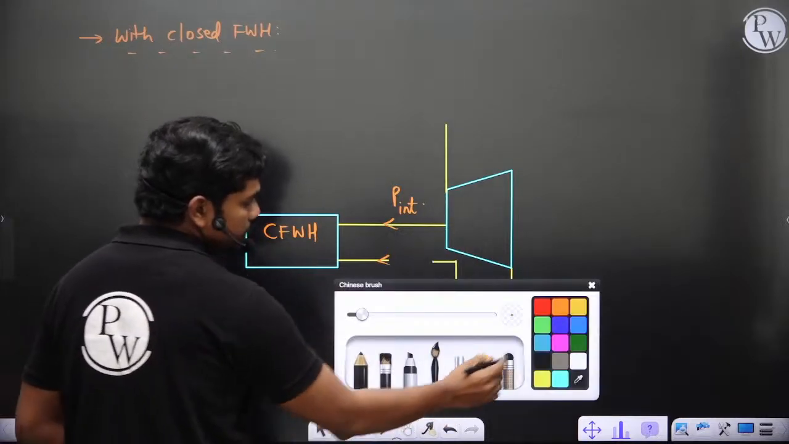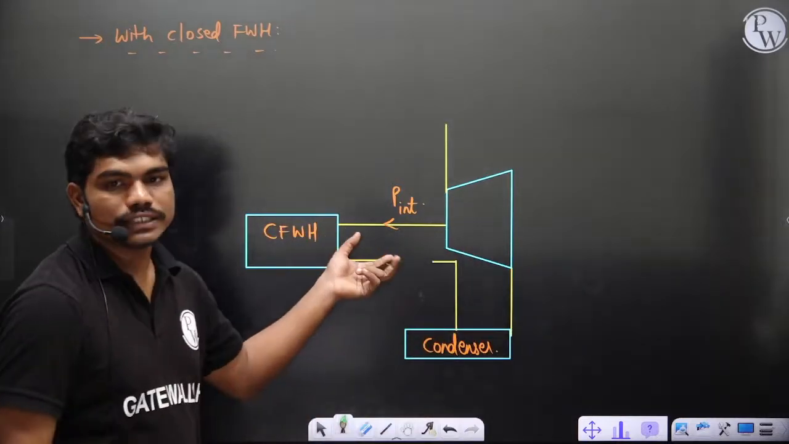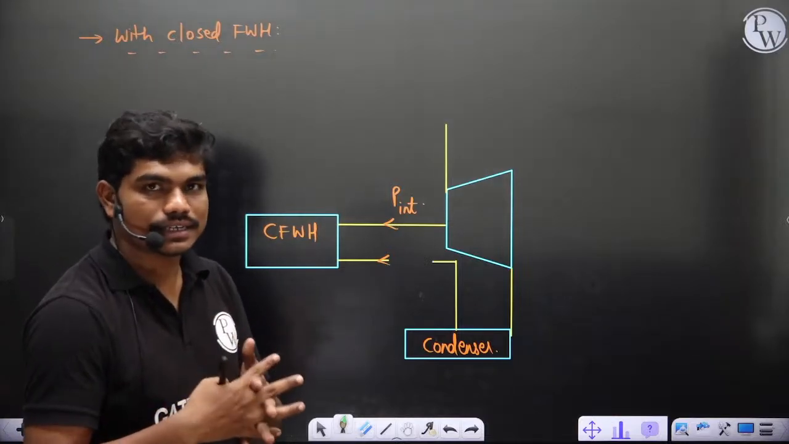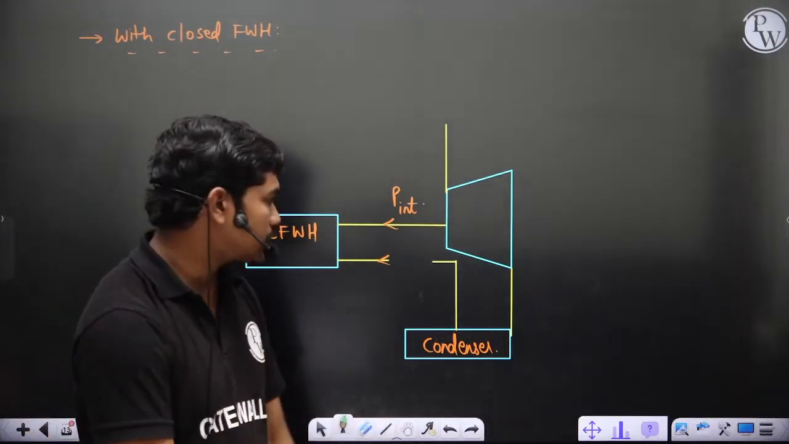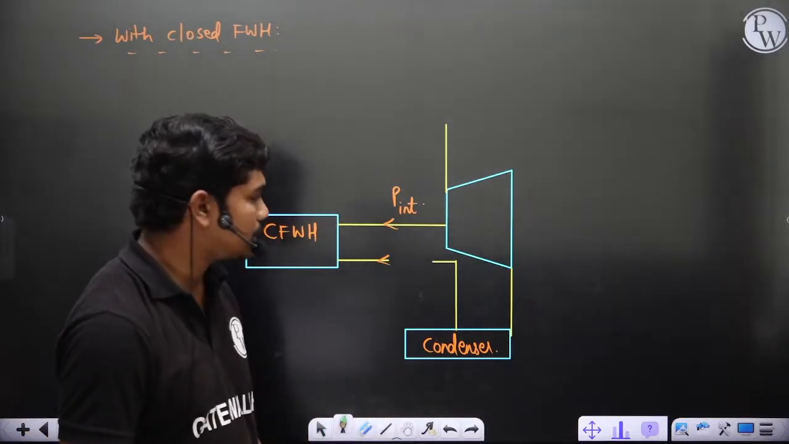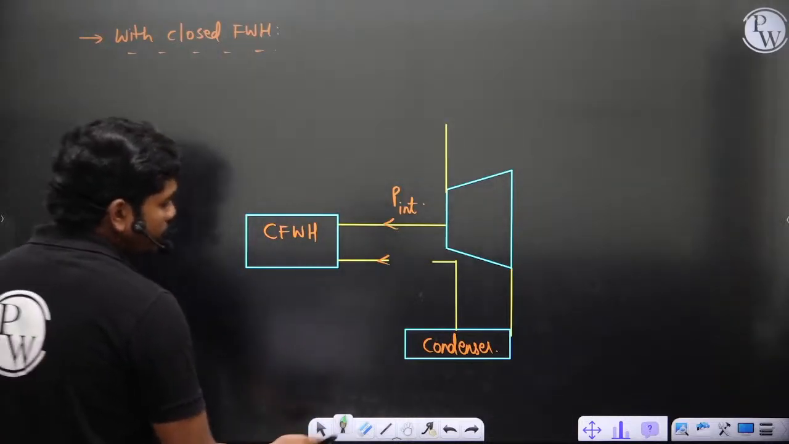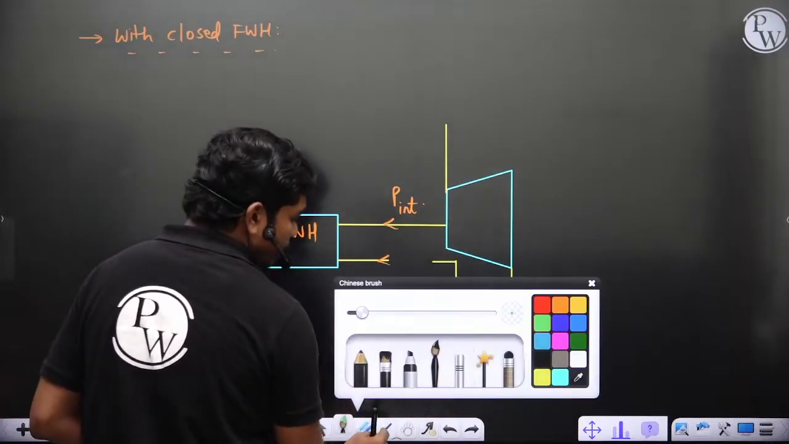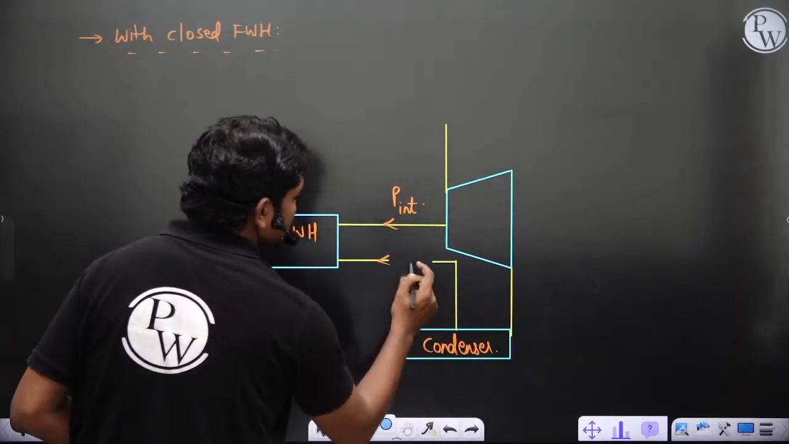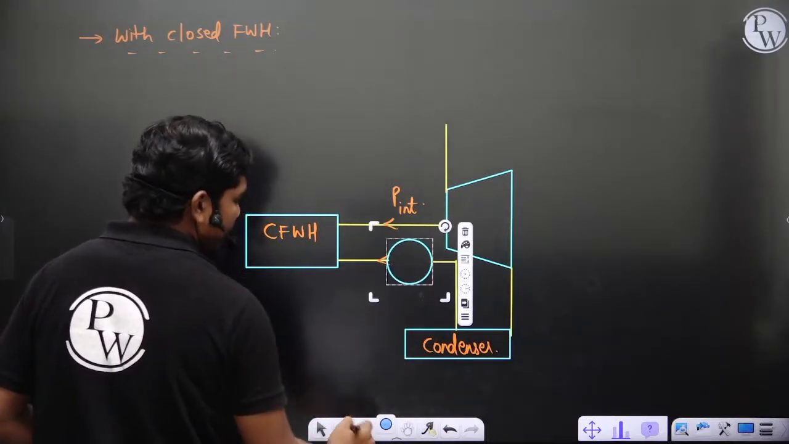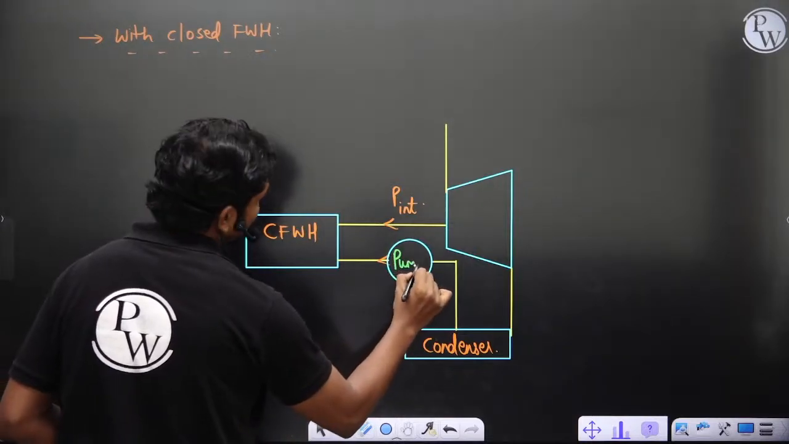Now one thing here is, of course, these two fluids do not mix with each other. They just have indirect contact heat transfer, like in tube and shell type heat exchangers. So this is a closed feed water heater, and there is an indirect contact of fluid. Now if there is indirect contact, then this pump here can raise this pressure directly to boiler pressure, doesn't matter.